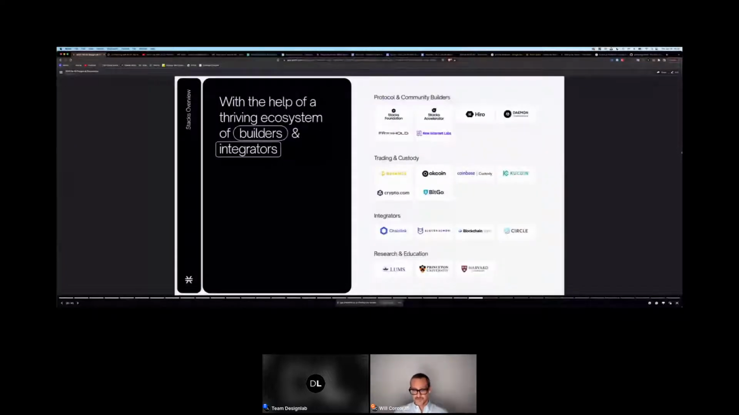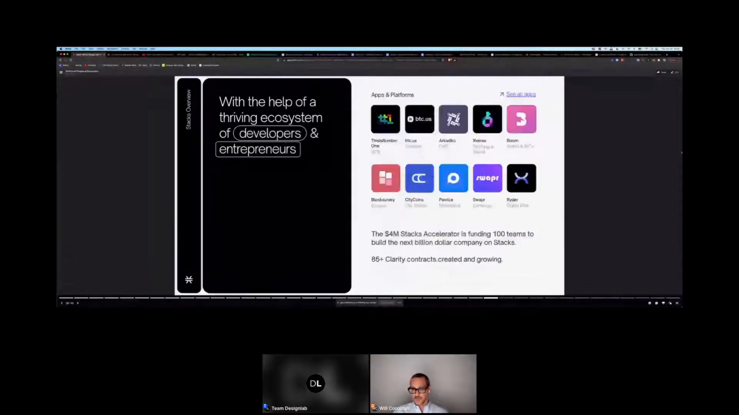So this is just some of the affiliations and integrations that we have with Stacks. It was originally a PhD project that started out of Princeton, so there are some solid roots there. There are obviously a lot of exchanges that we work with, Coinbase, Binance, things like that, and then different integrators that we're also working with. And then there are also dApps being built on top of it.